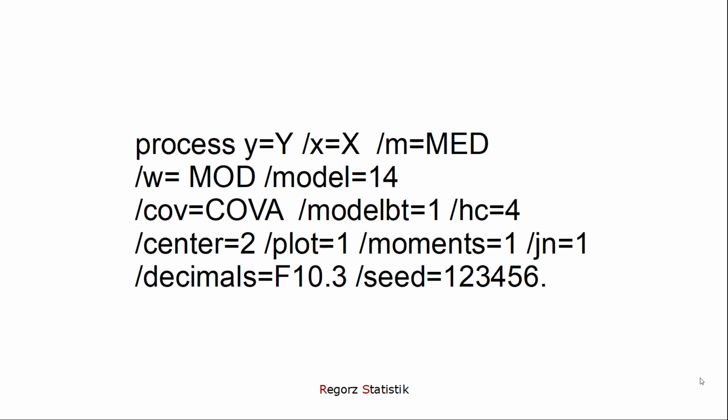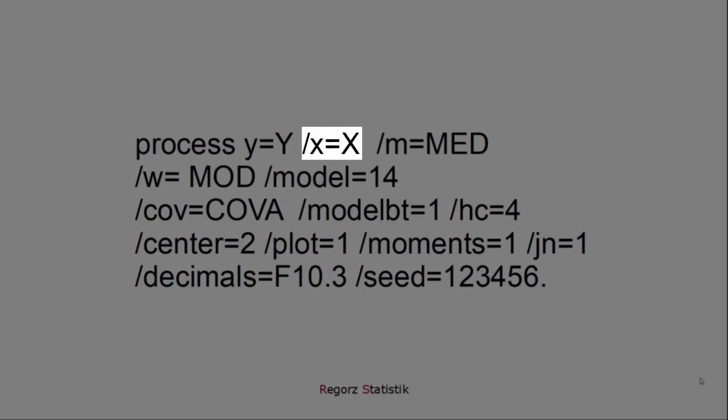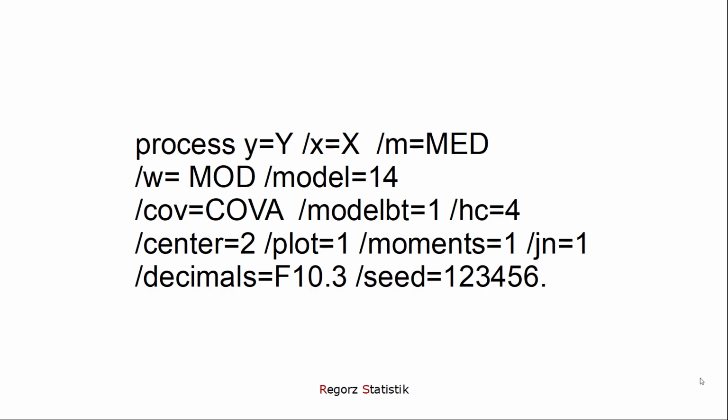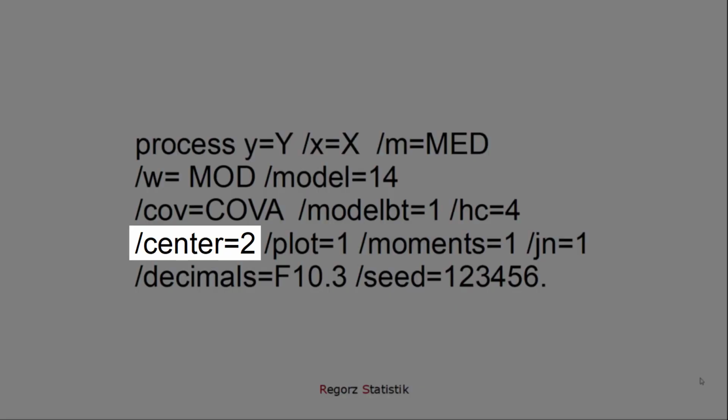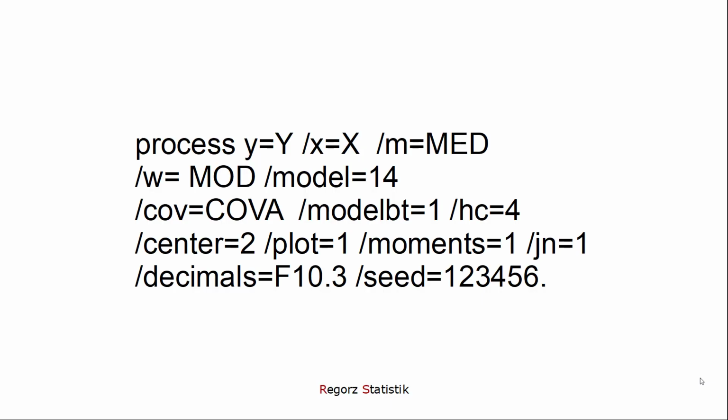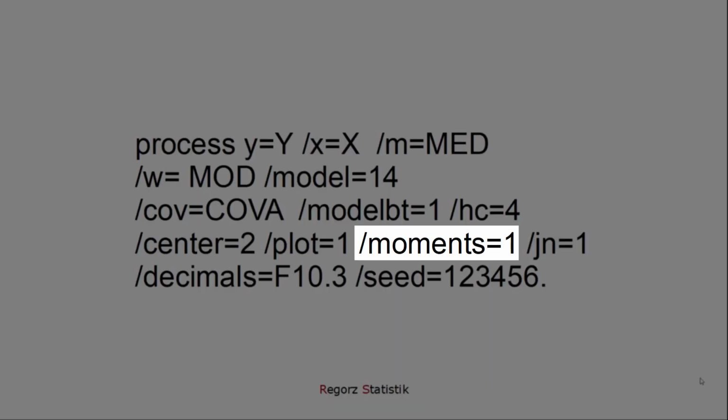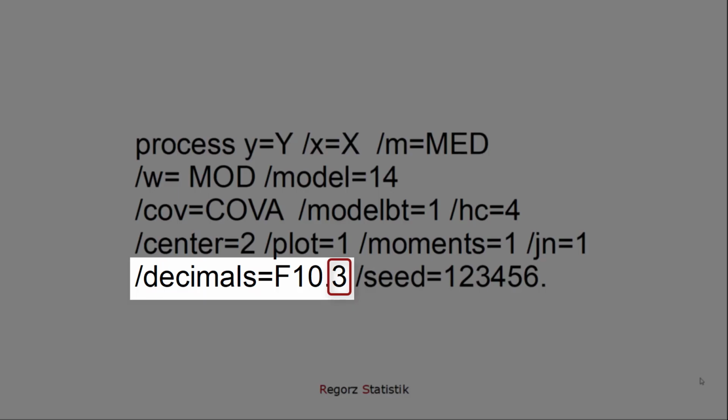Here's an example of an extended syntax with more or less all those options I showed you with the dialog. The dependent variable, the independent variable, the mediator, the moderator, the model number, here's a covariate, the bootstrap option, the robust standard error, mean centering only for continuous variables, simple slopes, the option using plus and minus 1 standard deviation for the simple slopes, the Johnson-Neyman significance regions, and 3 decimals.